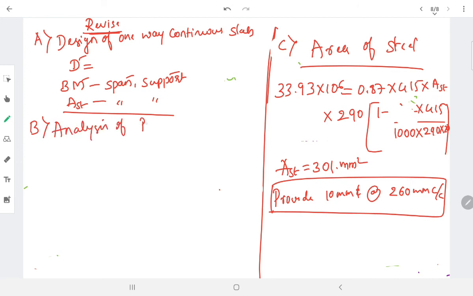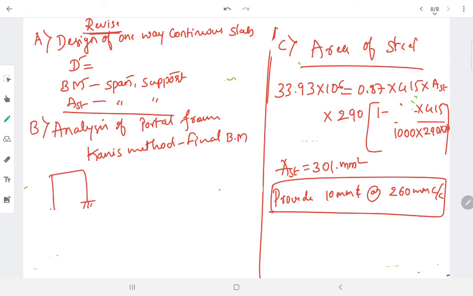Analysis of portal frame. Here we have followed the Carney's method to get the final bending moment values. We have drawn the bending moment diagram, and we came to know the bending moment in the column as well as in the beam. So it was like this parabola. We came to know the bending moment in the midspan of the beam, at the support of the beam, in the column, and in the footing. That was step B.